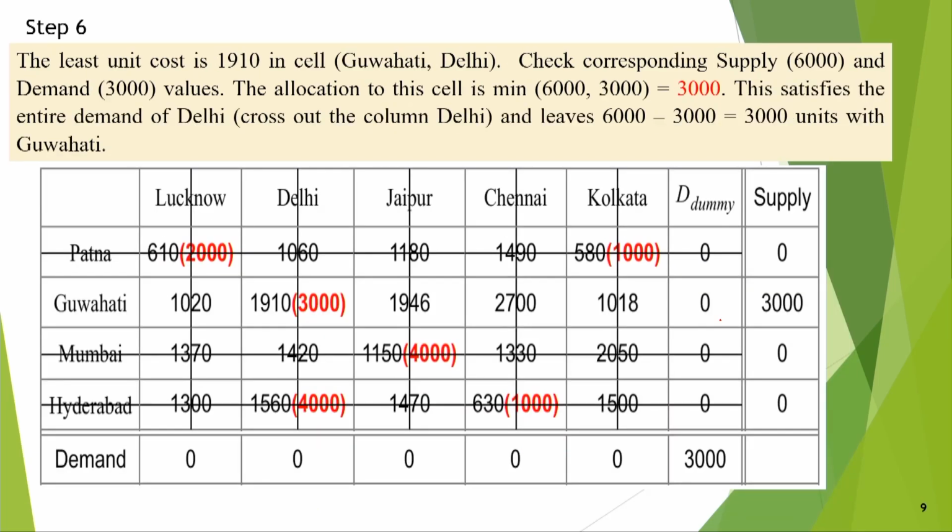The least unit cost, as we said, is 1910 in cell Guwahati Delhi. Check corresponding supply 6000 and demand 3000. The allocation to this cell is minimum of these two, 6000 comma 3000, which is 3000. This satisfies the entire demand of Delhi. So cross cut the column Delhi and use 6000 minus 3000 unit with Guwahati. So it will have 3000 unit left with Guwahati.